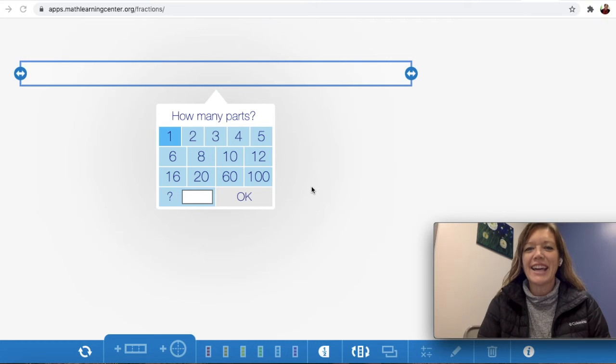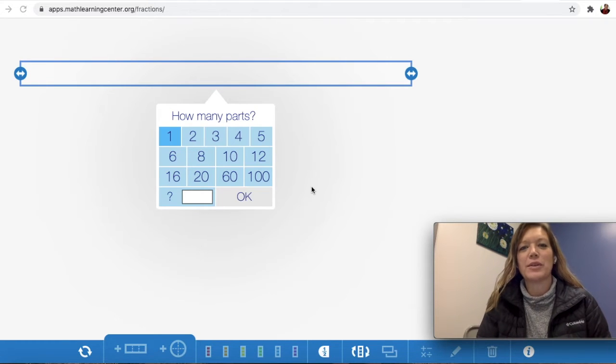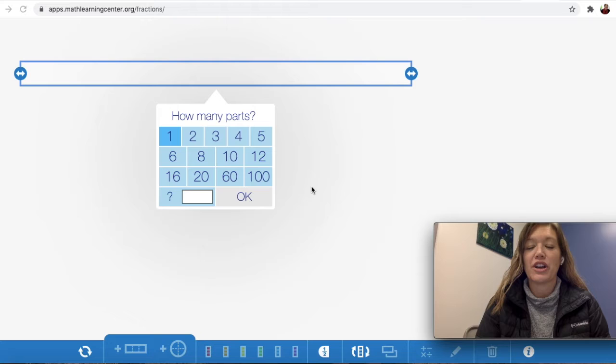Hi, today I'd like to talk about a couple different ways that we can represent fractions. Fractions are a part of a whole. There are multiple models and ways that we can share fractions. Let's take a look at this first.